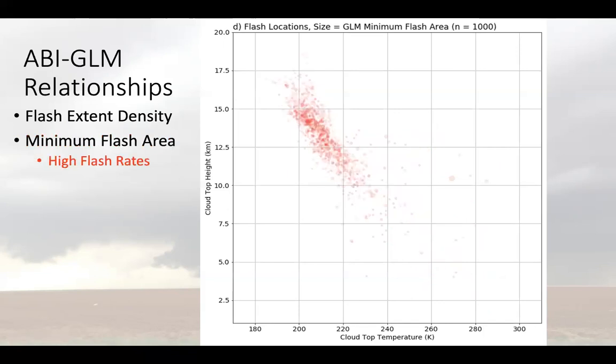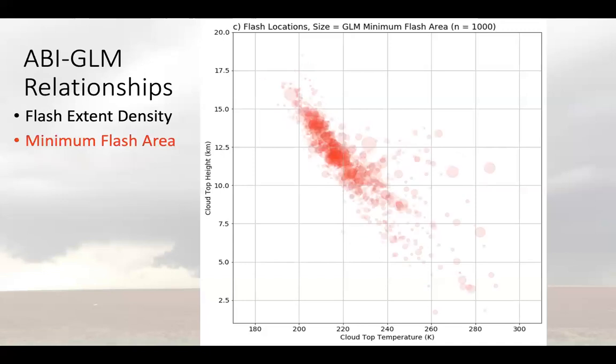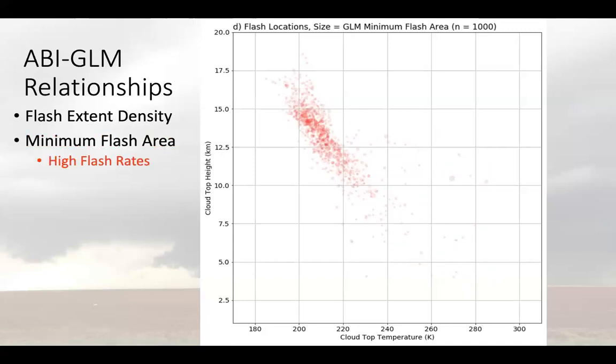So we'll be looking for cases of high flash rates. All of these points are sampled with FED values that exceeded the 90th percentile. We really wanted to get at the highest flash rates, the most intense convection, and understand what the minimum flash areas look like. As we can tell from the before and after, it's a day and night difference here. With the highest flash rates, we can absolutely see these much smaller minimum flash areas as compared to before. We also see an upward shift in our data, so the higher FED values are associated with these higher and colder cloud tops.